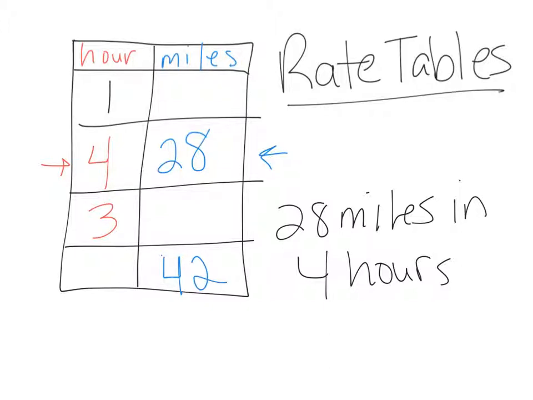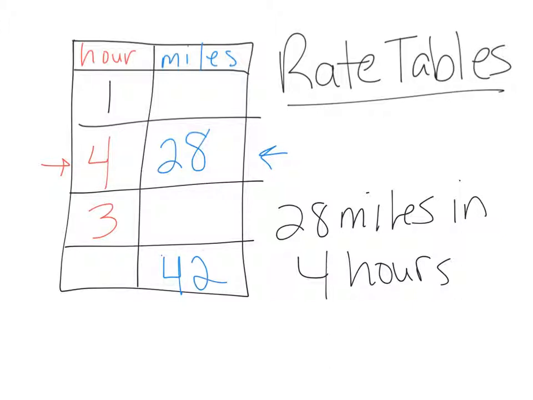Now we're assuming, since it's a rate table, that it goes at the same rate the whole time. If this wasn't a rate table, you could go 28 miles in 4 hours, maybe in the first hour you went 2 miles, the second hour you went 10 miles, the third hour you went 15 miles, and then the fourth hour you went 1 mile. That's not a rate. A rate would be if you went the same number of miles every hour. Because of that, we can use multiplication and division to determine what the rate would be. How far could we travel in 1 hour?